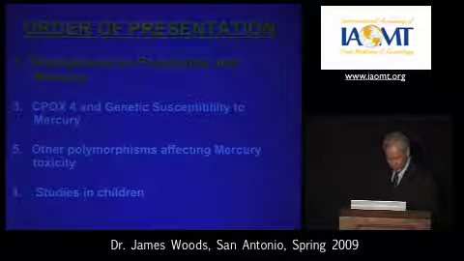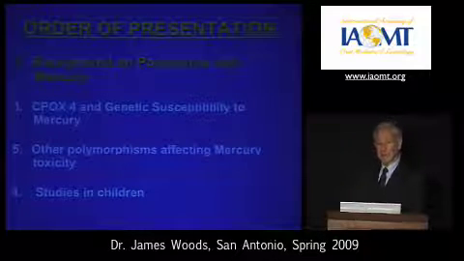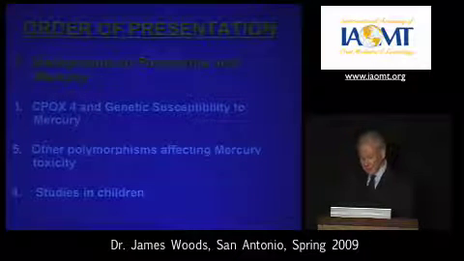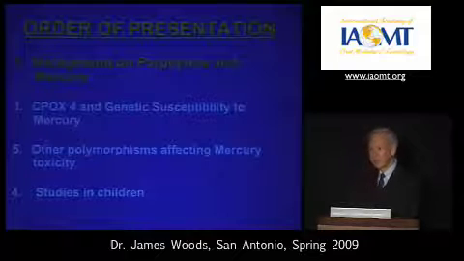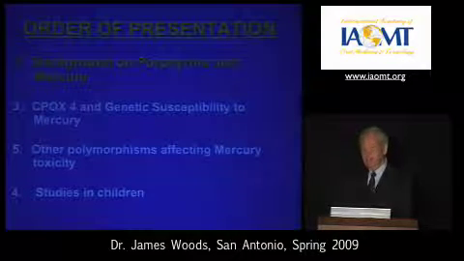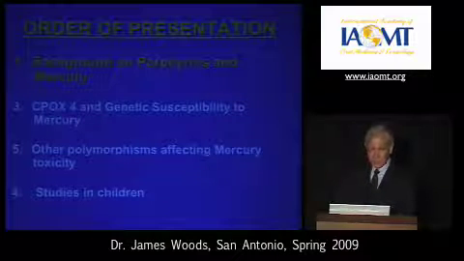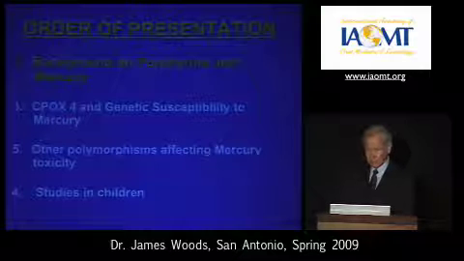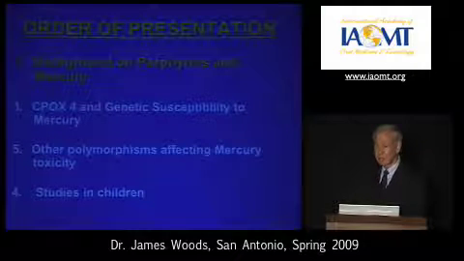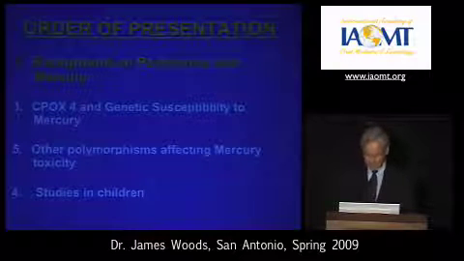So, the presentation that I want to give you today, I'm going to divide into 4 parts. First, I'm going to give you some background on the use of porphyrins as a biological indicator of mercury exposure. Then I'm going to talk about the specific issue of genetic toxicity associated with a polymorphism that affects porphyrin metabolism and heme synthesis. Then I want to talk about some other polymorphisms that we have found, common polymorphisms in the general population that increase the risk of mercury neurotoxicity. And then I want to give you a brief overview of some of the studies that we've been doing in children.